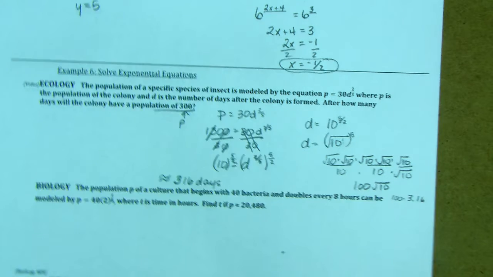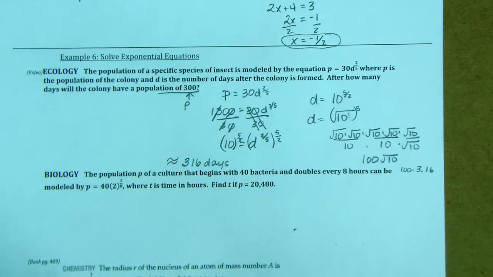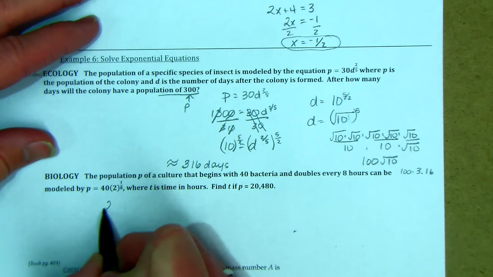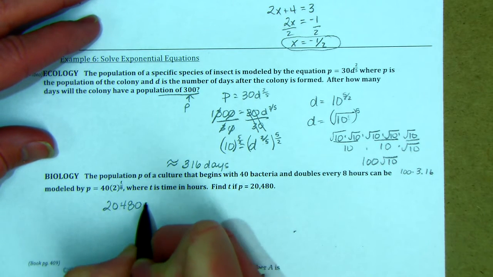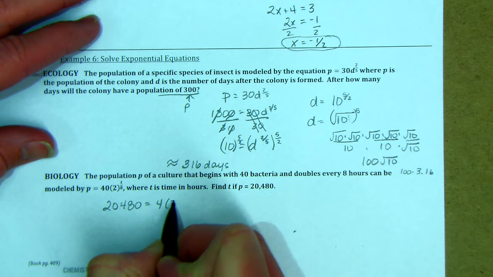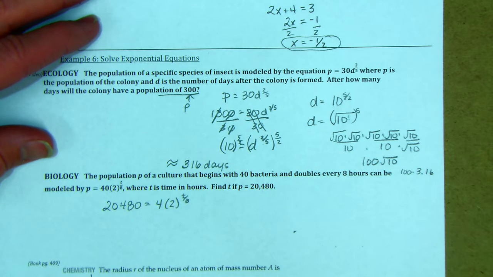All right, here's a new one. The population of a culture that begins with 40 bacteria and doubles every 8 hours can be modeled by P equals 40 times 2 to the T over 8th power, where T is time in hours. Find T if P is 20,480. So I've got 20,480 equals 40 times 2 to the T over 8 power.